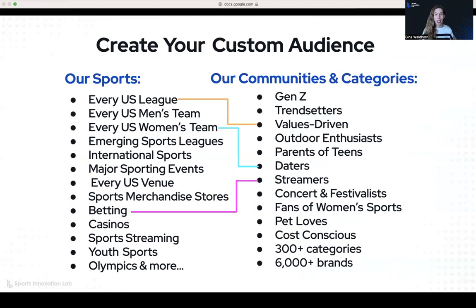And we're eager to create custom audiences. So I mentioned we have 30 audiences live today, but given that we have such a robust sports set of categories and brands, as well as our unique communities, as I mentioned, outdoor enthusiasts, daters, streamers, concerts, and festivalists, we're able to mix and match to create exactly the customer base, the consumer audience that you're looking for. So we want to hear about your brief. We want to hear about your challenge. We want to hear what you haven't been able to find with existing audiences and create those together with you.